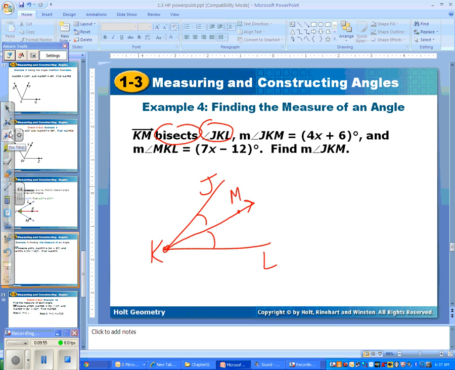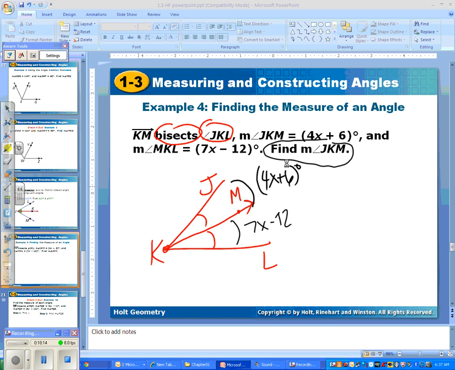All right, now we're going to fill in what we know. Measure of angle JKM, that's this part right here, is 4x plus 6 degrees. See how they use those parentheses? That's just because they're talking about degrees. And measure of angle MKL is 7x minus 12. Go ahead and find JKM, and I want you to highlight this. Remember, the most common mistake is students just solve for x and then they're done. No, go back and read the question one more time.